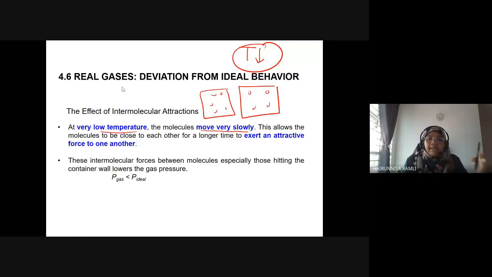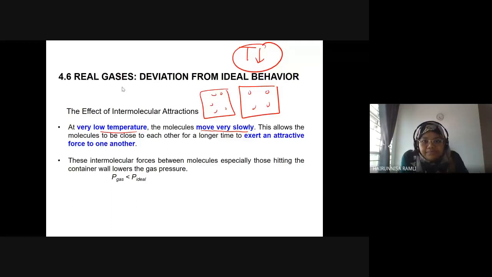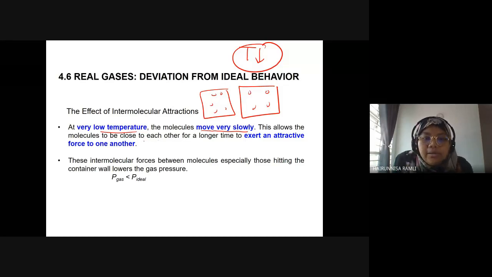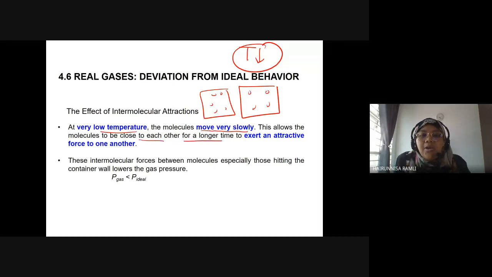So we relate this one to the kinetic energy. Okay, so the movement kan. So the speed lah, so move very slowly. This allows the molecules to be close to each other for a longer time. Okay? Okay, dia dah jalan slow kan. Sebelum ni laju, kita cakap okay, tak sempat hi-hi, bye-bye je. Bye-bye pun mungkin tak sempat. But here, but slow kan.